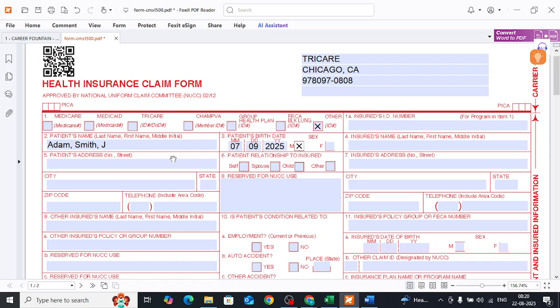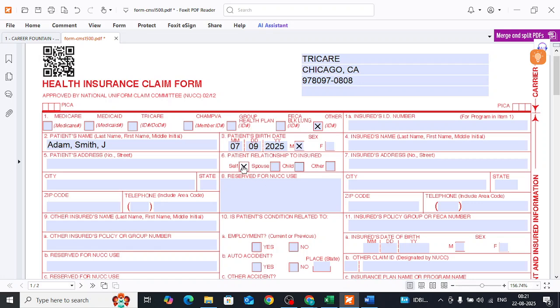Next is the gender, under box number three only. Then box number five has the patient address. It is possible that the policy holder or subscriber and the patient are the same or different. If they are the same, the address will go the same under these boxes. If the patient is staying somewhere else and the subscriber is at a different address, then the patient address will go here. It has the street, city, state, zip code, telephone number, and all. Box number six has the patient relationship to the policy holder.